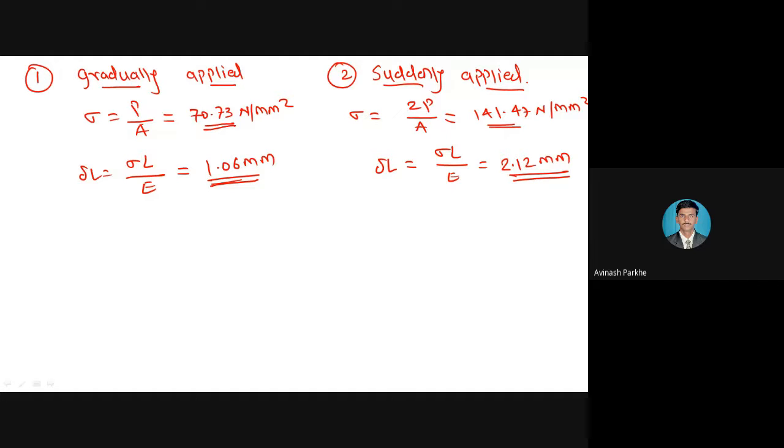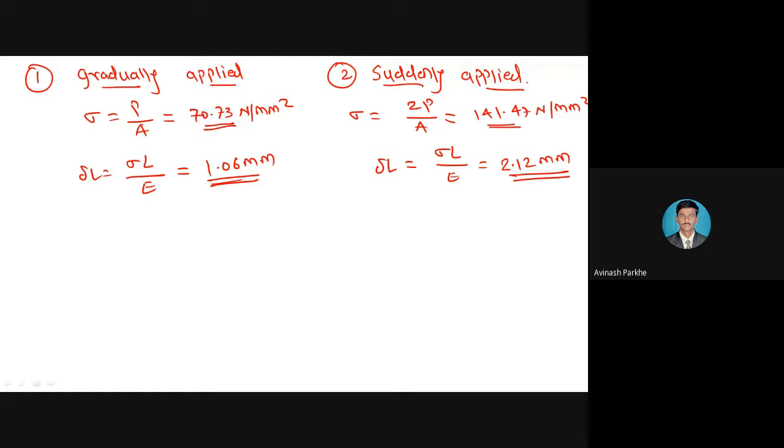Okay, so these are the four numericals we have discussed, which are based on type number one. All four numericals are based on only gradually applied load and suddenly applied load. In all four numericals, we have calculated stress due to gradually applied load, elongation due to gradually applied load, and the strain energy stored due to the gradually applied load and the suddenly applied load. Either gradually applied load or suddenly applied load will be given in the statement, and we have to calculate the same parameters.